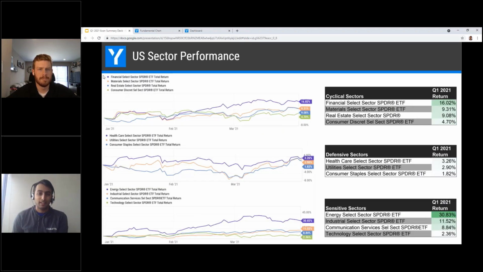Moving on to the next slide, we cover the sector performance. So you'll see we break it down by cyclical, defensive, and sensitive sectors. And the highest performing sector, surprisingly, to start the year off was energy, having over a 30% total return. And you'll see the lowest ones were sectors like consumer staples, and technology was down there too, but overall positive across the board here.